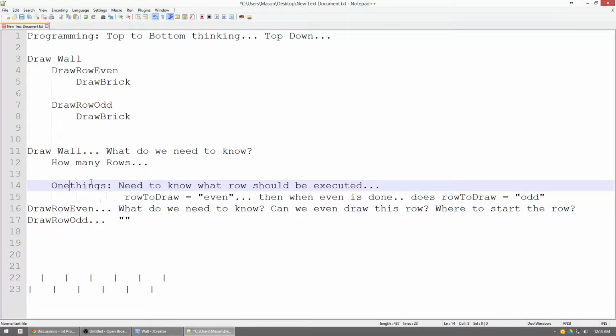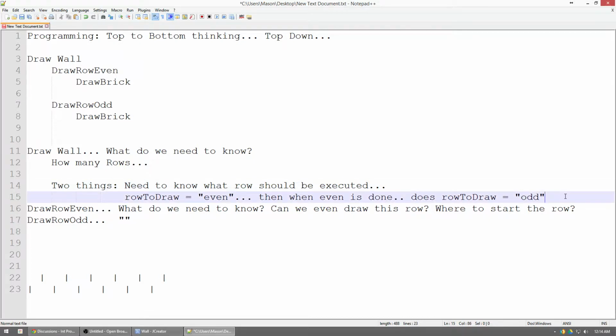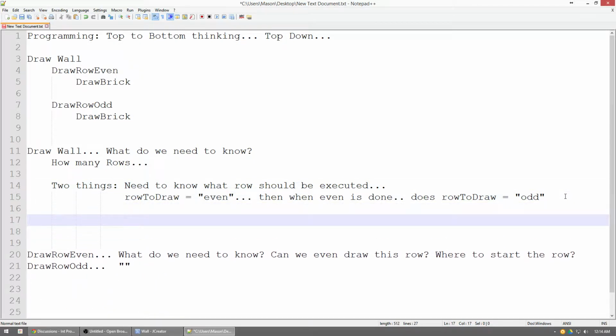I think we only need one thing. So now we know which row to draw, and that's good. And then, oh, I guess we did need two things. I forgot. Two things. And then we need to know where to start the row. Y position. Okay.